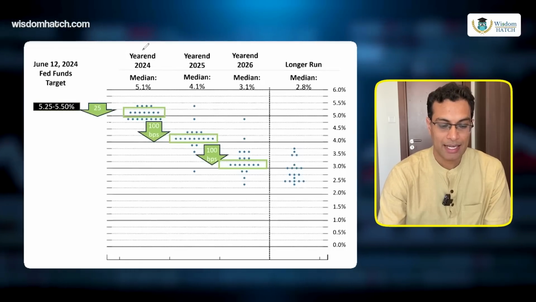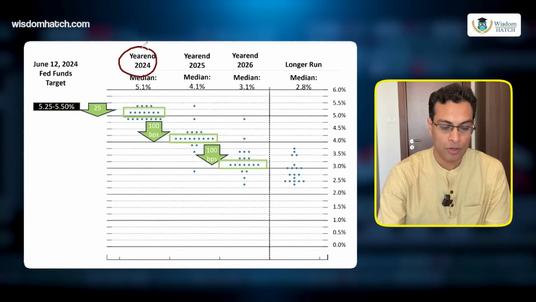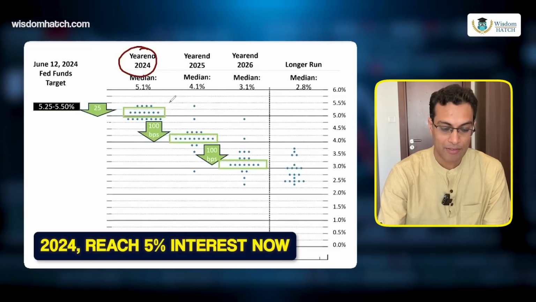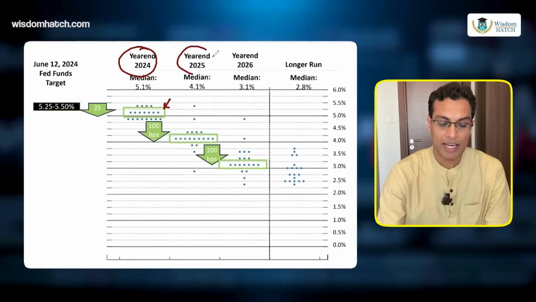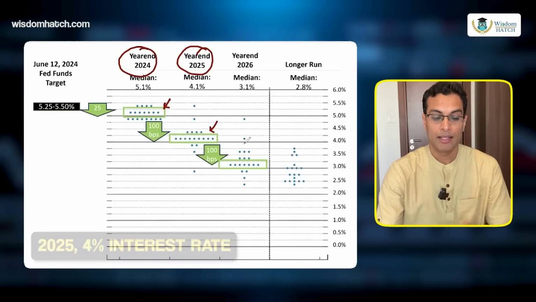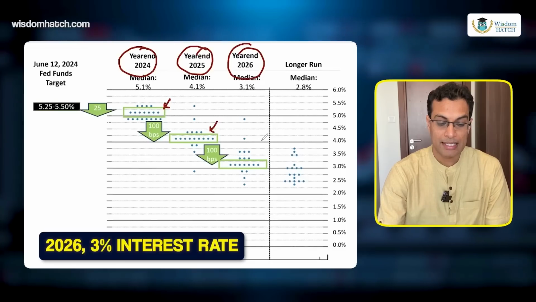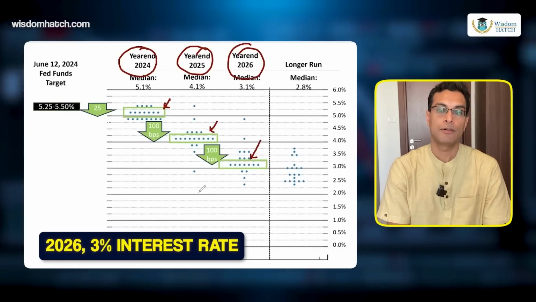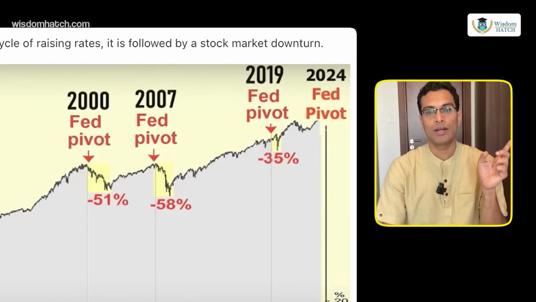What they are saying is that if you look at the year 2024, the consensus is that we will reach 5%. Right now we are at roughly 5.5% lending rate or interest rate. We will reach 5% this year. In 2025, the consensus seems to be somewhere around 4%. Then in 2026, the consensus seems to be somewhere around 3%. Now go back and take a look at this chart again.